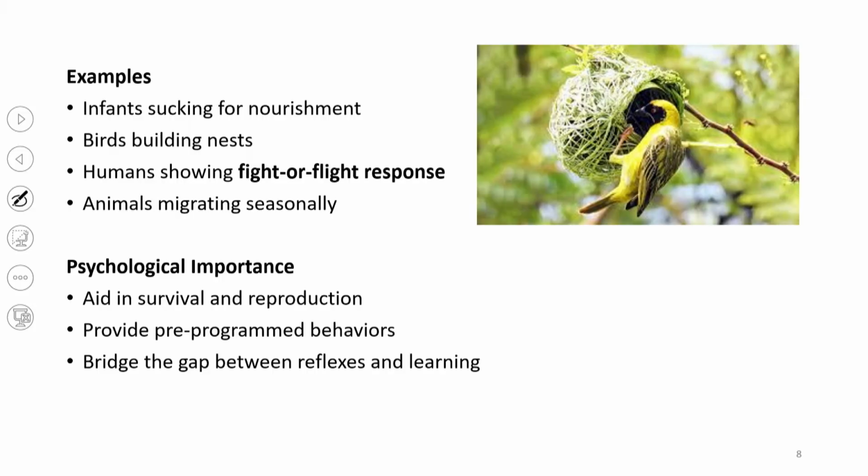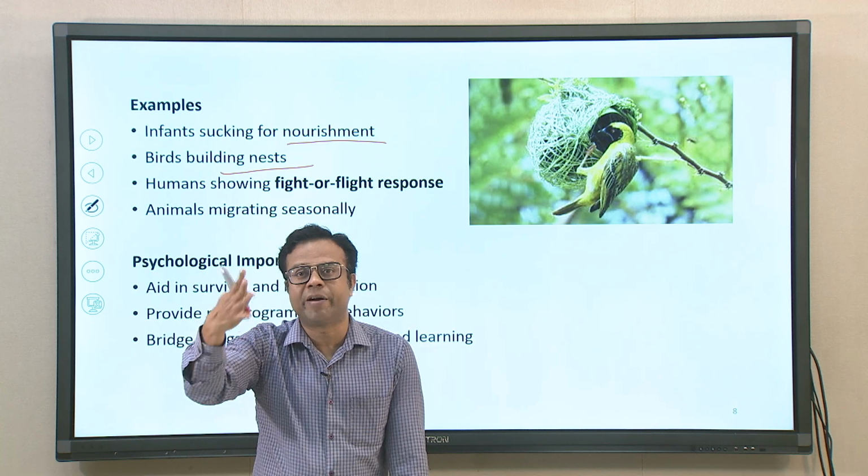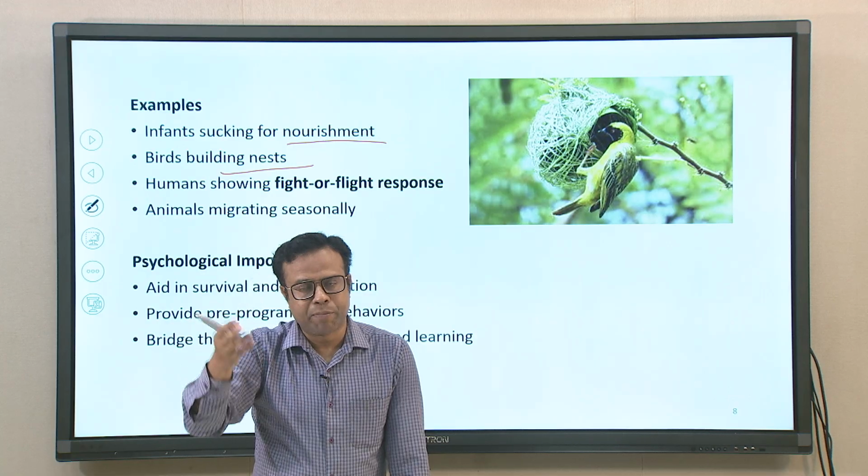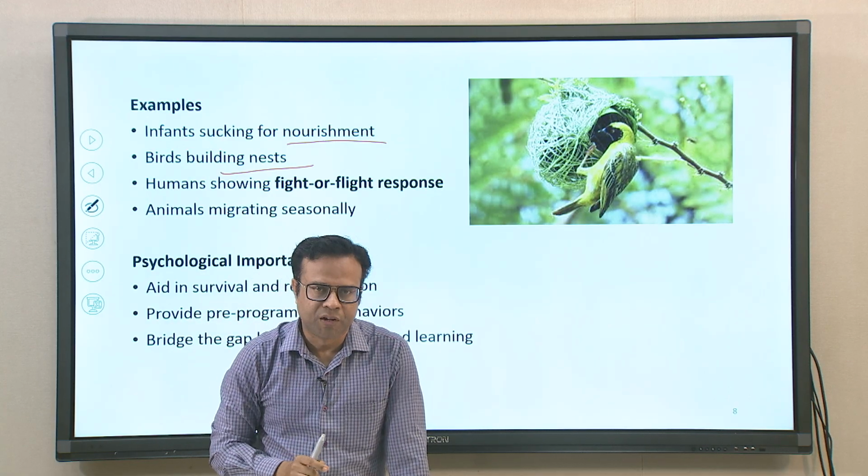For example, infant sucking for nourishment. No one teaches an infant how to suck for milk. It is present at birth, but it is a little more than a reflex, a more complex behavior. Birds building nests: no one teaches a bird how to build a nest. This is instinctive and present in every member of the species. They know automatically how to build a nest. It unfolds automatically, but it is much more complex than a reflex, because this behavior may include a lot of sequential actions.